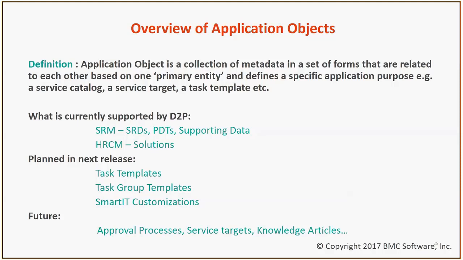How we define an application object is it's basically a collection of metadata in a set of forms. So an application object is, for example, an SRD. The primary form is SRD, but it contains associated data in a number of forms and associations. So for example, SRDs, PDTs, task templates, approval processes, service targets, these are all examples of complex application objects.